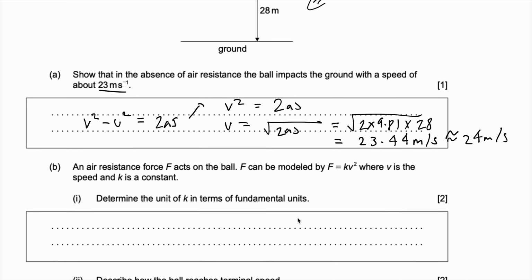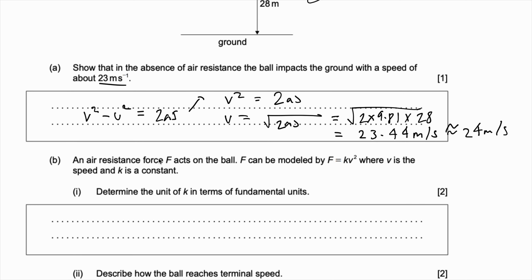Okay, next question. An air resistance force F acts on the ball. F can be modeled as equal to kv squared, where v is the speed and k is a constant. Determine the units of k in terms of fundamental units. Okay, so F we know is force. Now, what are the usual units for force? Well, force is mass times acceleration, right? And so mass is in kilograms and acceleration is meters per second squared.